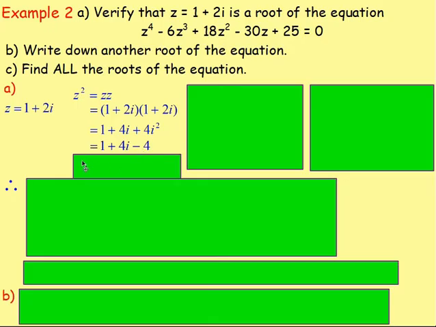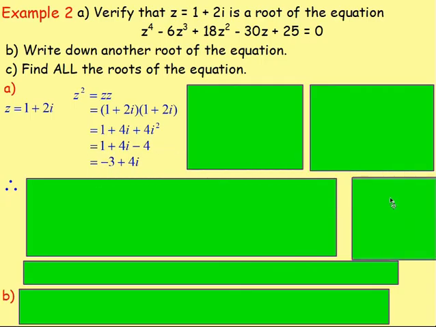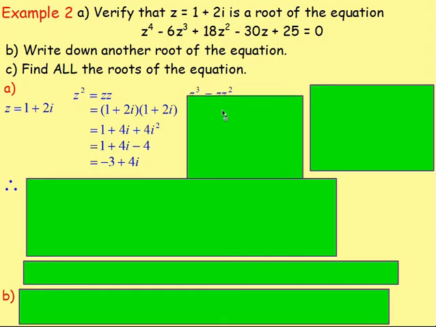Simplify this, so you're gathering the real part and the imaginary part, so 1 take away 4 is -3, and the imaginary part, we'd have the plus 4i. That's z squared. Let's now go on and work out z cubed.